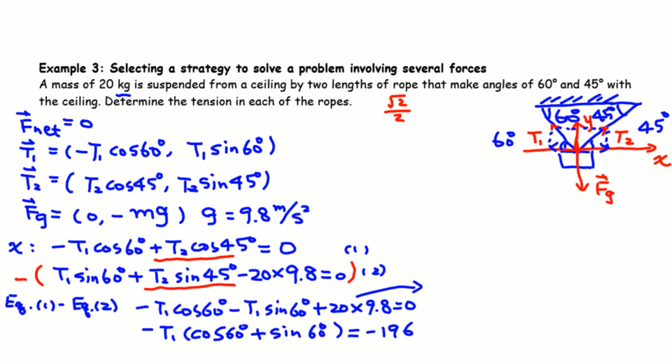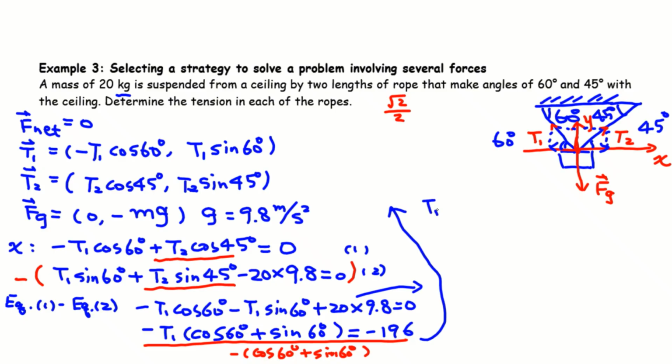Now in order to solve for T1, we bring the negative cosine 60 plus sine 60 to the other side, dividing both sides. The left side divided is 1, and for the right side we use a calculator. We find T1 equals 143.48 Newtons.